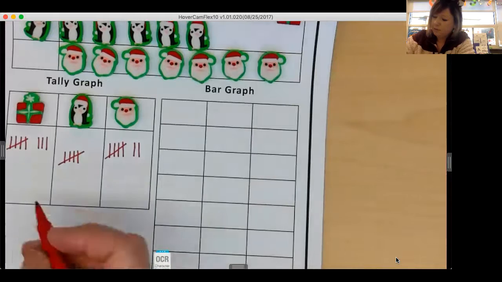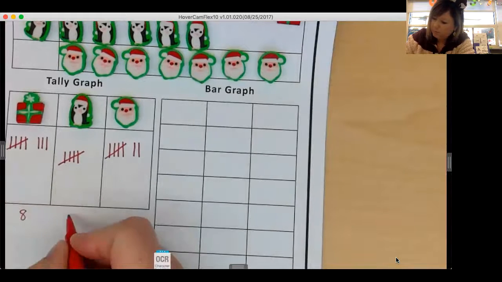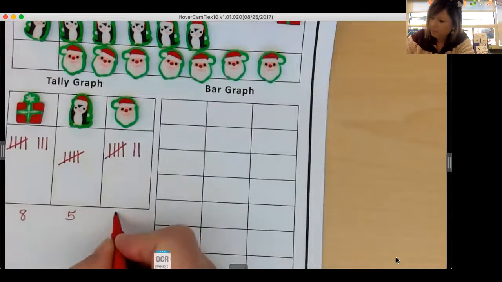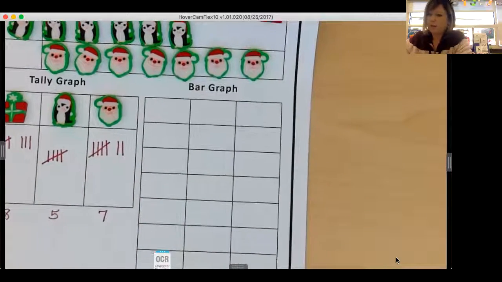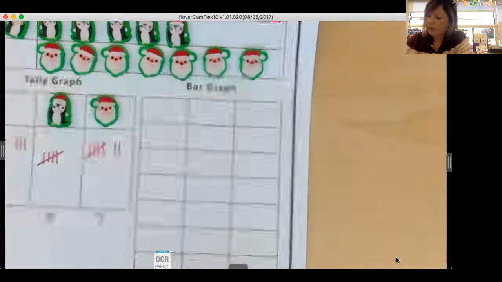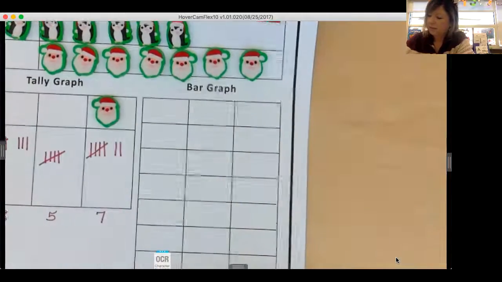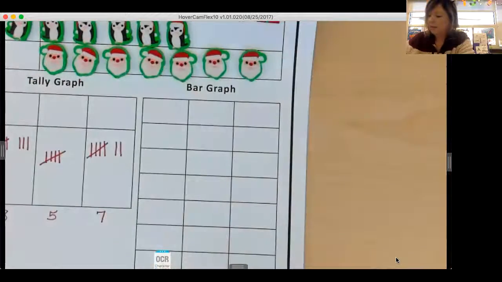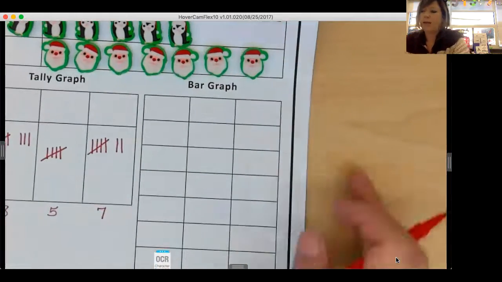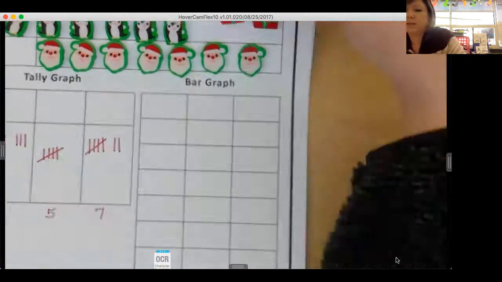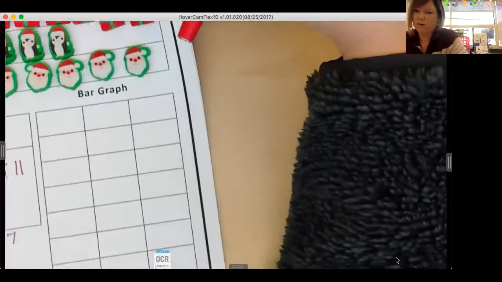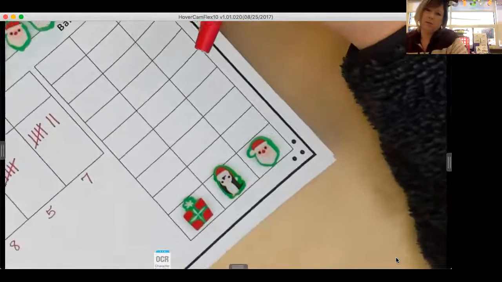So I'm just going to write these numbers right here so we can remember them. All right, so down here, I'm going to borrow these again. I'm going to put the present, the penguin, and the Santa. And remember, we're not going to count the bottom because that tells us what we're looking for. I'm going to move the camera over here a little bit. You can see it better.